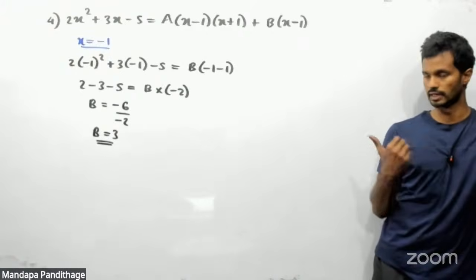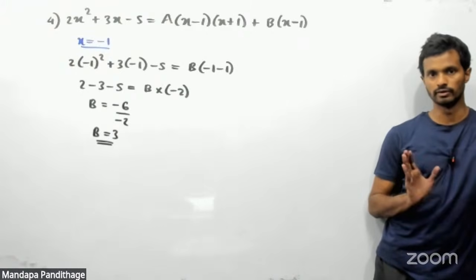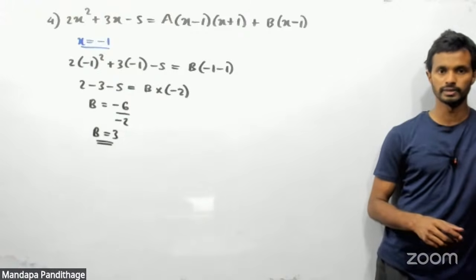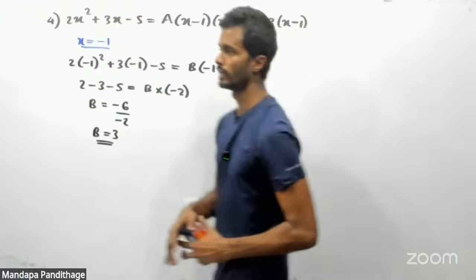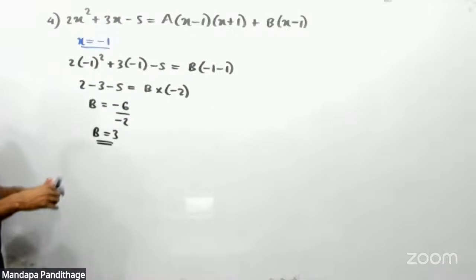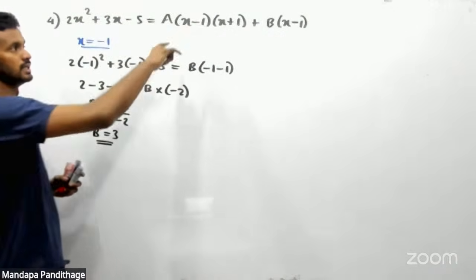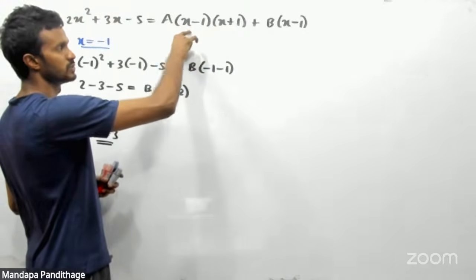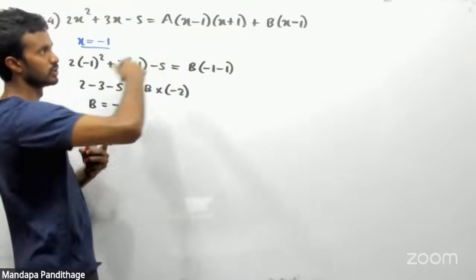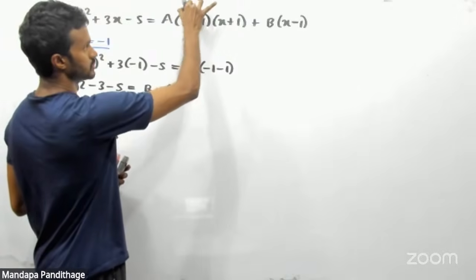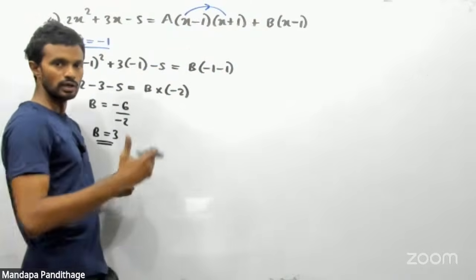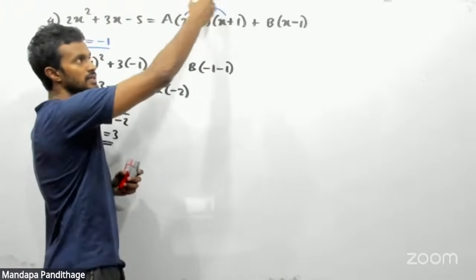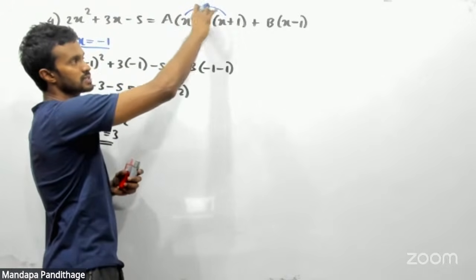So what did I do? Here I have substituted a value, which means I'm using the substituting value method. And then you can use this comparing coefficient or equating coefficient. Now look at this, you don't have to expand. It's clear. What is the only place you get the x squared term here? You get the x squared term when you multiply these two.